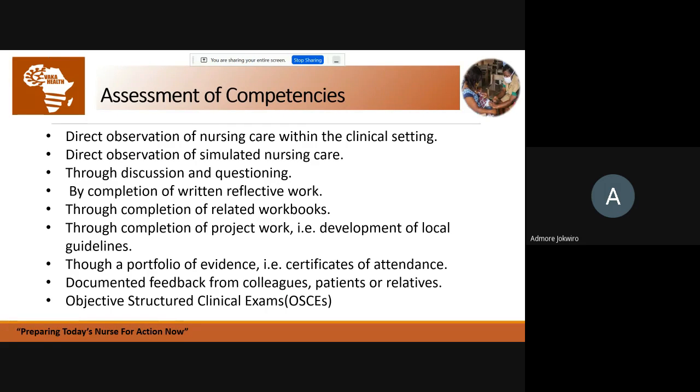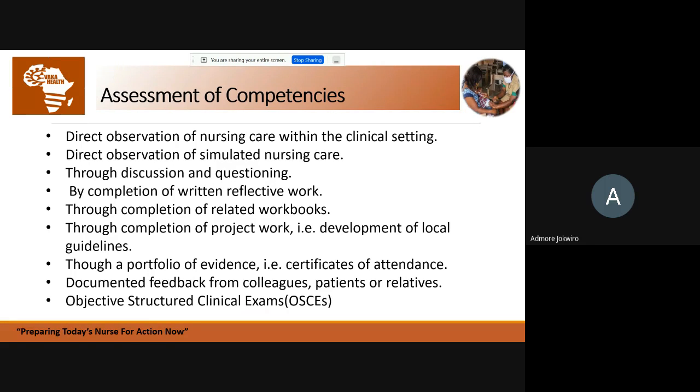You may be asking yourself, how are these nurses who are going to be training as fellows going to be assessed whilst they are doing their fellowship? So there is a whole range of methods which are defined in the curriculum, which will be shared once the curricula are finalized. But things like direct observation of nursing care within the clinical setting, this can be done by a mentor or a supervisor. Direct observation of simulated nursing care, this can be done in the simulation or skills labs.